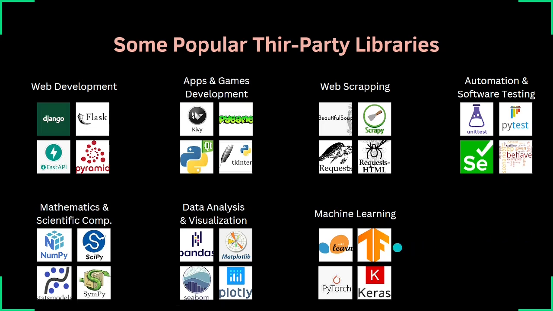So TensorFlow is an open source deep learning framework developed by Google. This provides a comprehensive ecosystem for building and deploying machine learning models. On the other hand, PyTorch is an open source machine learning library developed by Facebook's AI Research Lab. This is known for its dynamic computational graph and ease of use, especially for research and prototyping.